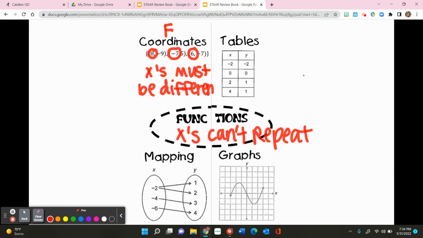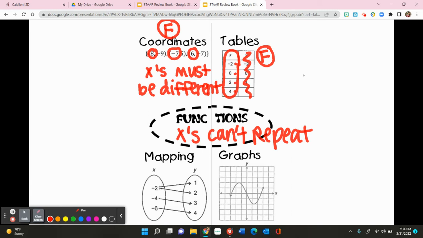If you look at a table, again, we're only concerned with our x values. We are not concerned with our y values. Looking at our x values, we have -2, 0, 2, and 4. None of our x values are the same. They are all different, so this would also be an example of a function.